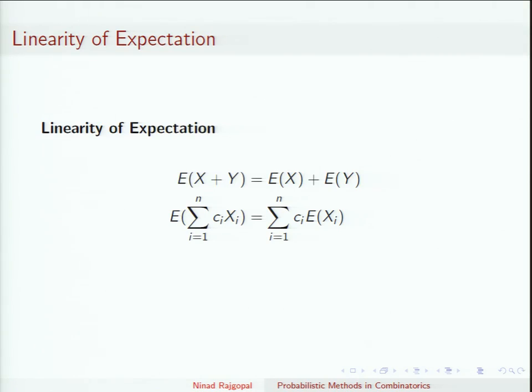Before that, let us look at a property of random variables and its expectation. Linearity of expectation says that the expectation of two random variables X plus Y, which could be independent or dependent, it doesn't matter, would just be the summation of their expectations. Generalizing this, the expectation of the sum of c_i X_i over n random variables is just the sum of c_i times the expectation of X_i.